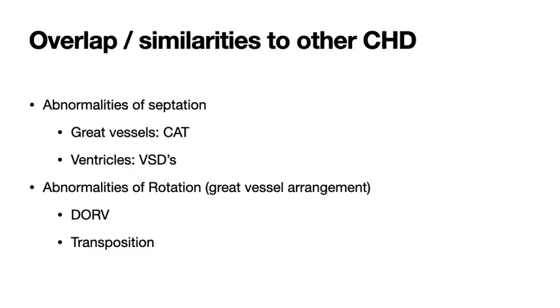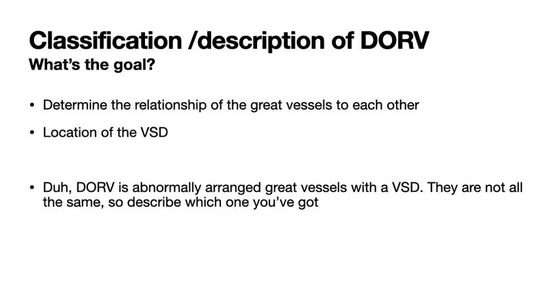Now, there's some overlap, as you can imagine. So when we're thinking about abnormalities of septation, we know that if it's a problem with septation of the great vessels, the problem is common arterial trunk. If the problem is septation of the ventricles, the problem is VSDs. And then when it comes to rotation, you can have an abnormal great vessel arrangement in double outlet right ventricle and transposition, which we will be getting to shortly.